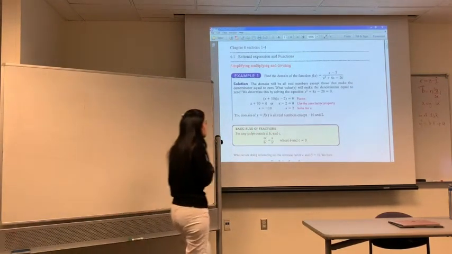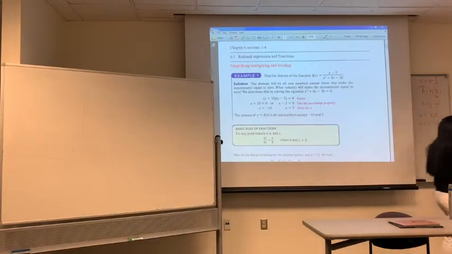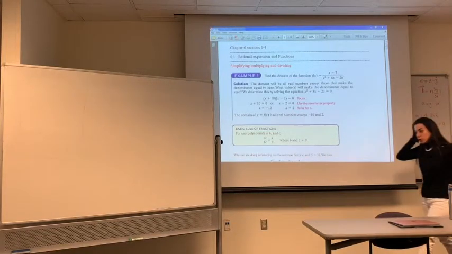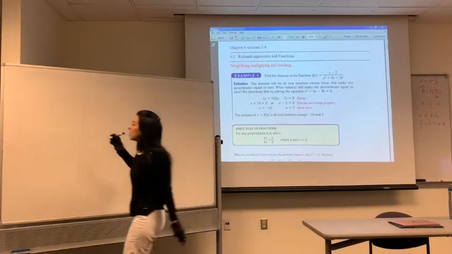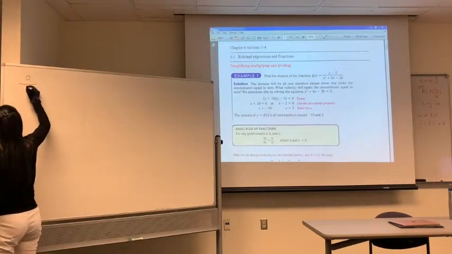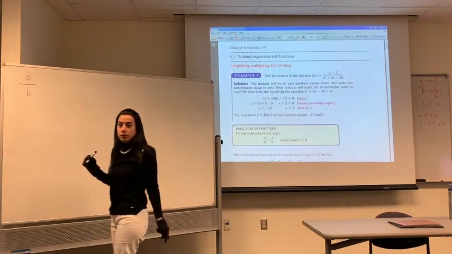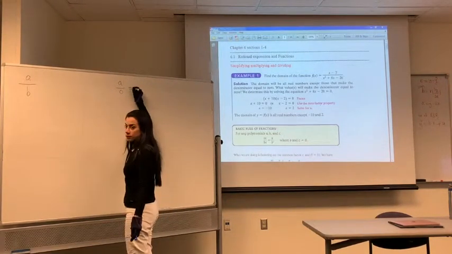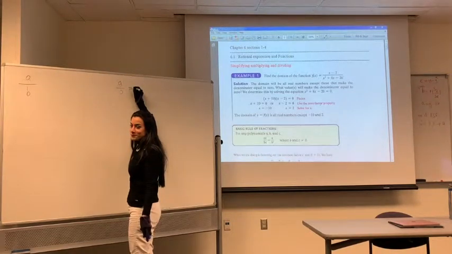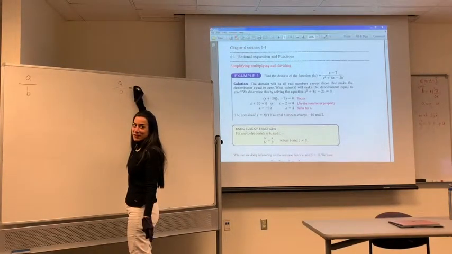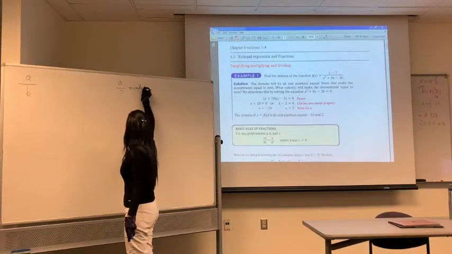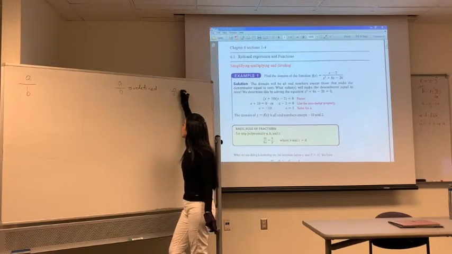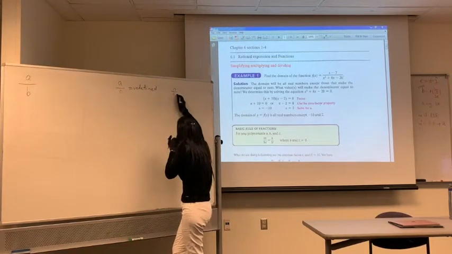What we talked about first was the domain of a function. When we have a fraction like a over b, we know that any number divided by 0 is, do you remember? Undefined. And 0 divided by any number is 0.